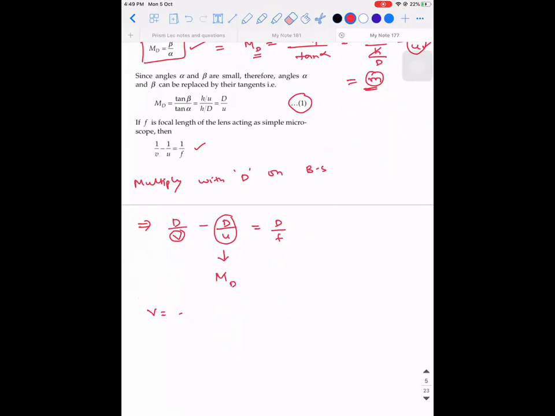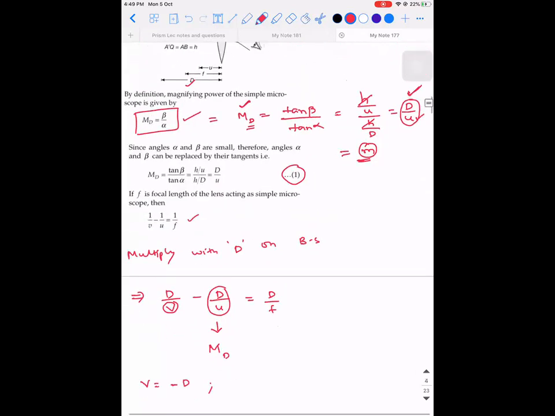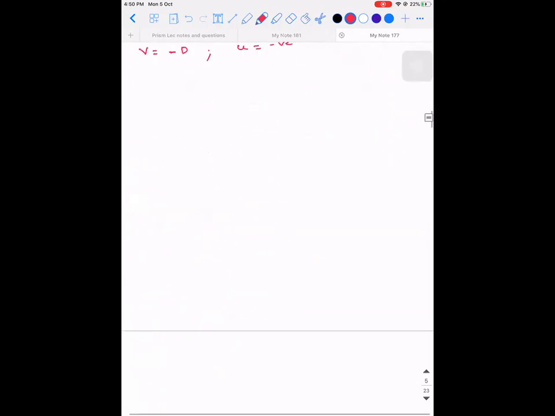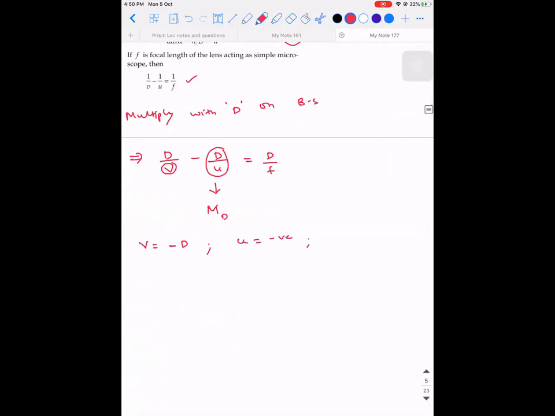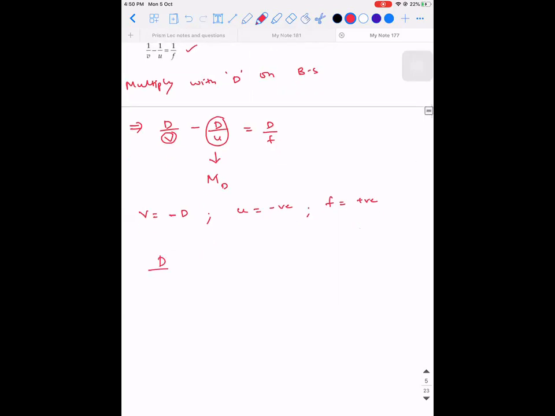V is equal to minus D. Accepted? Correct? V is equal to minus D. What is U? U is negative or positive? Negative. What about the focal length of a convex lens? Positive. It is positive, right? So if I substitute all these values, D divided by minus D minus D divided by minus U is equal to D divided by F.